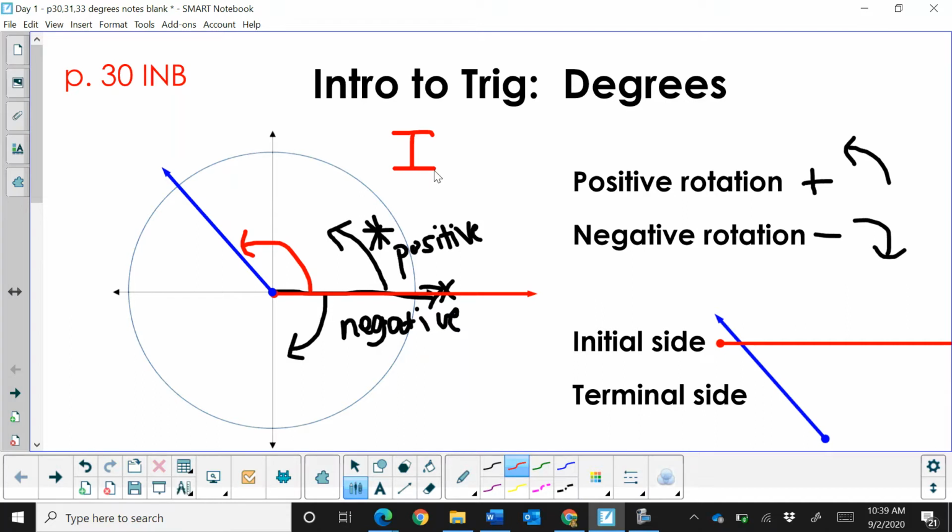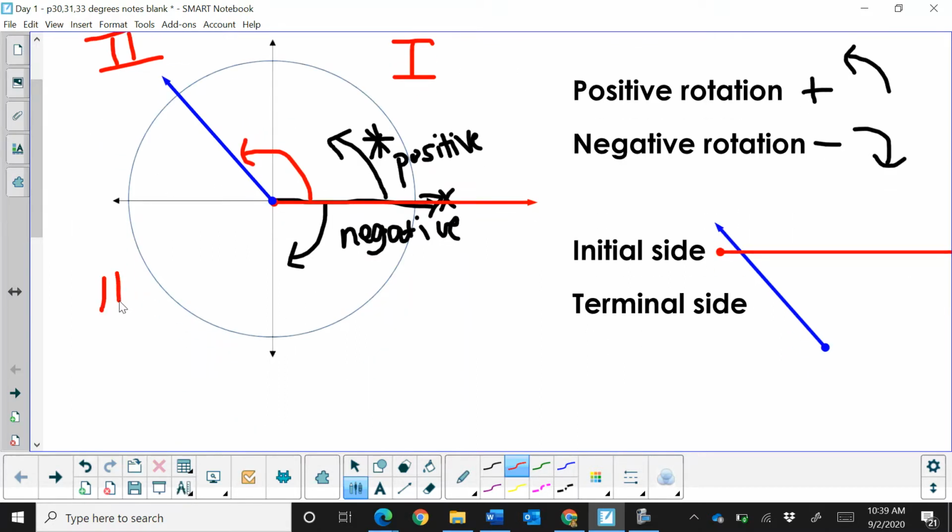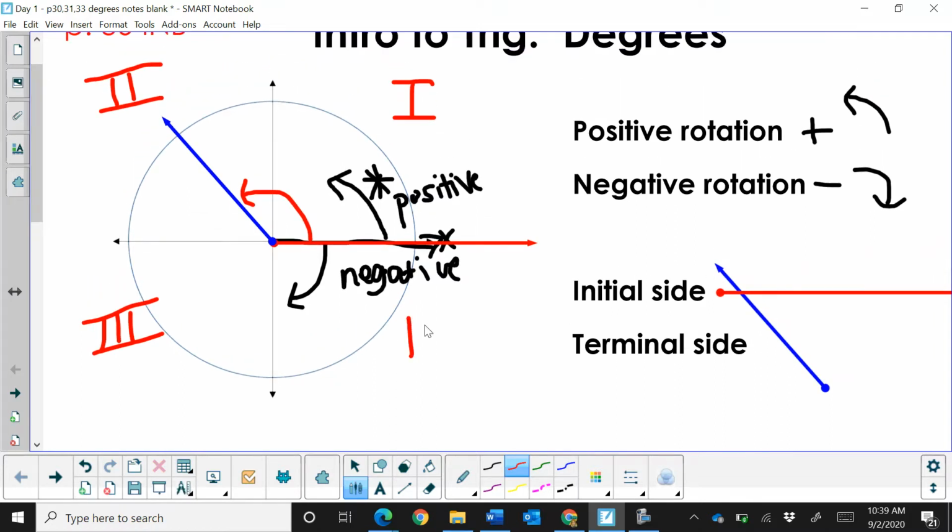is your top right. All coordinates in this quadrant are going to be positive and positive. So if we have a point in quadrant 1, it's a positive quadrant. In quadrant 2, we know our coordinates are negative and then positive. So negative, positive coordinates. In quadrant 3, which is your bottom left, you're going to have negative, negative coordinates. And in quadrant 4, you're going to have positive, then negative coordinates.